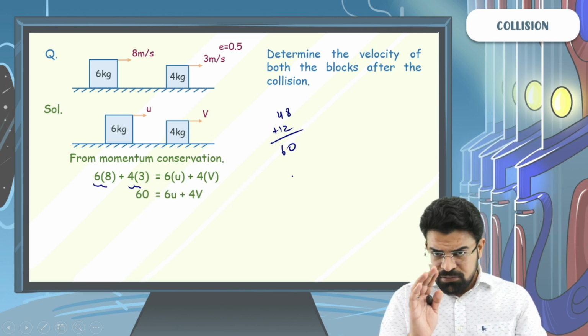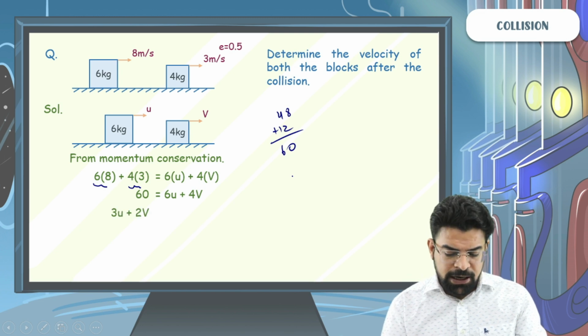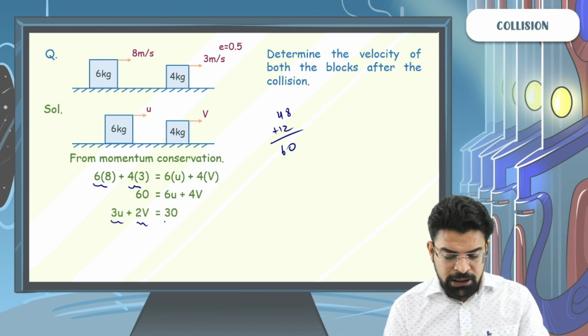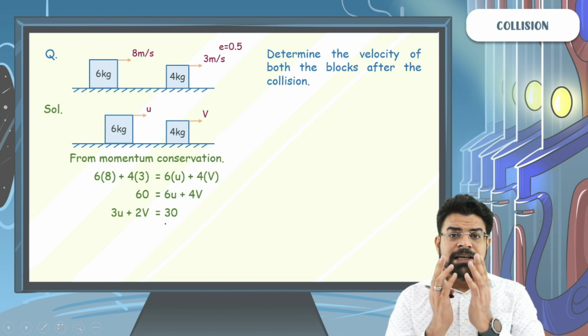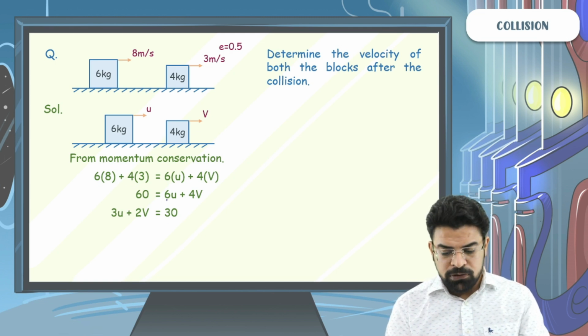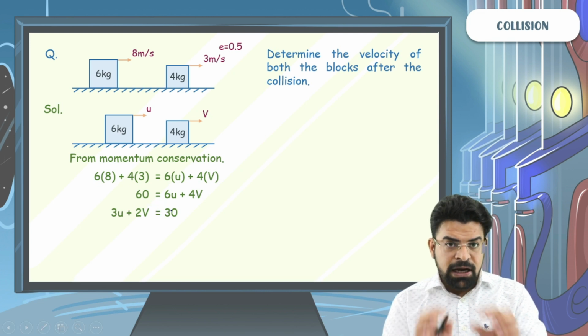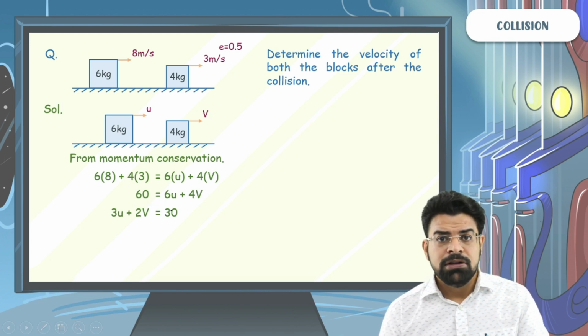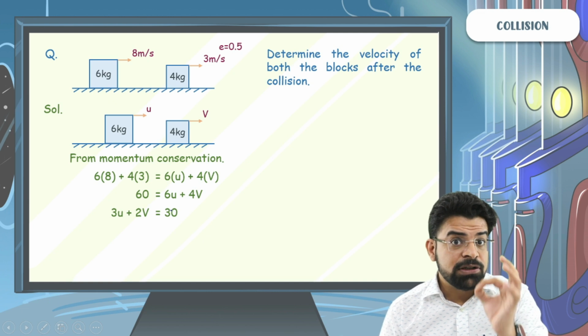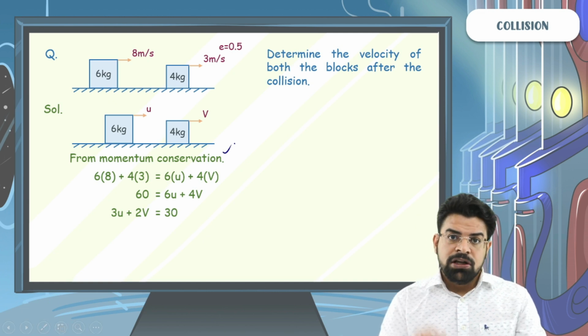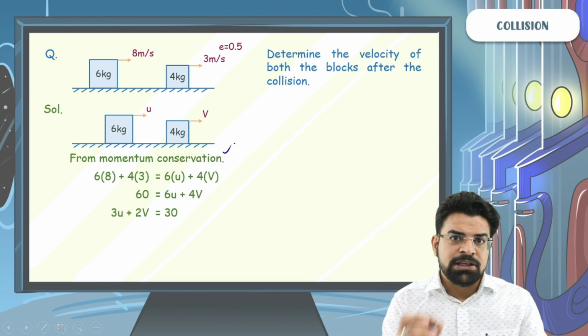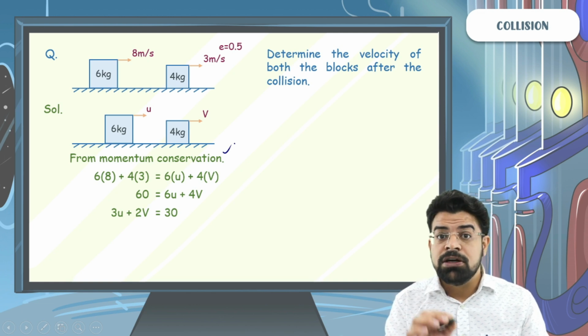Or you can resolve it a little further and write 3u plus 2v equals to 30. I have just divided each term by 2 and moved the right hand side to the left hand side and left hand side to the right hand side. This is the first equation. I got this equation from momentum conservation. Now let's make one more equation, and this equation will be equation of coefficient of restitution.